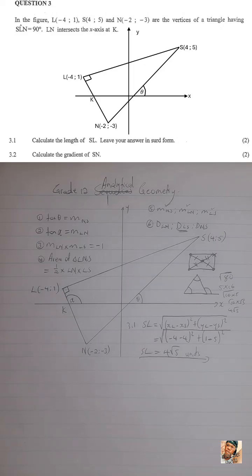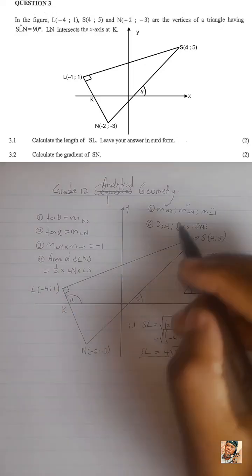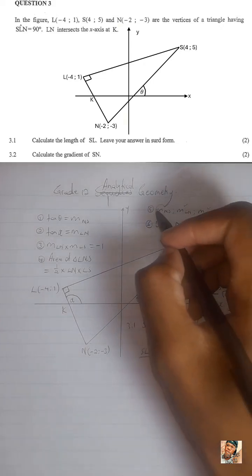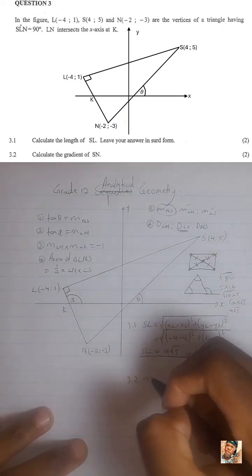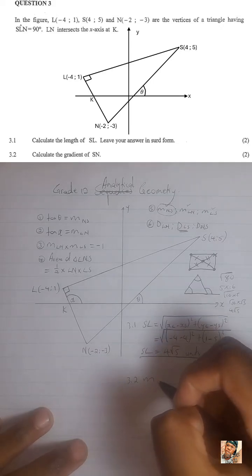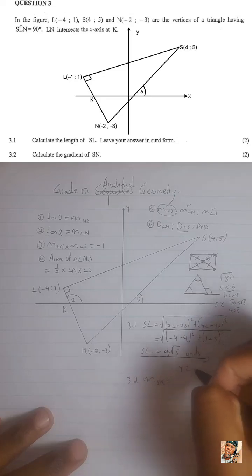So 3.2 says calculate the gradient of SN. Of course, we actually expect to calculate the gradient of SN here. Right, so let us do that. So 3.2, the gradient of NS or SN. Okay, let me say SN is equal to, you have the gradient formula, you don't need to memorize it.